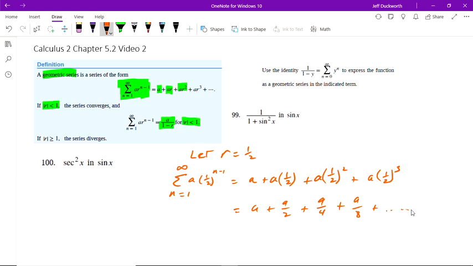A over something very, very big is going to be equal to 0. So these things we're adding are going to be smaller and smaller and smaller until they approach 0. So that's how it shows it converges. Now what it converges to is this, a over 1 minus r. So in this case, it would be equal to a over 1 minus 1/2, which equals a over 1/2, which equals 2a.